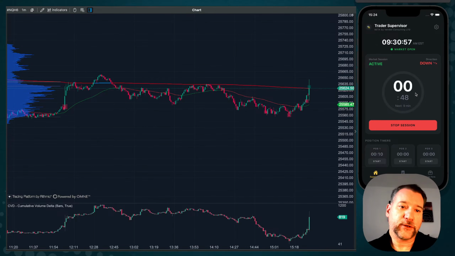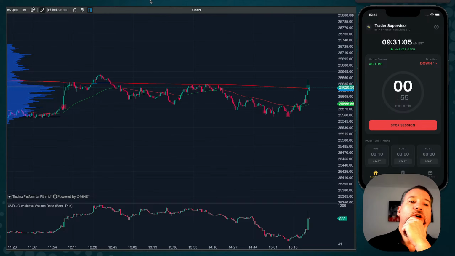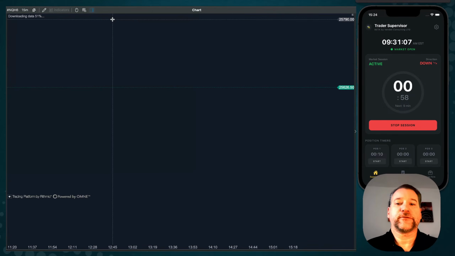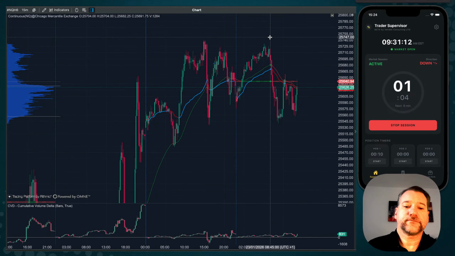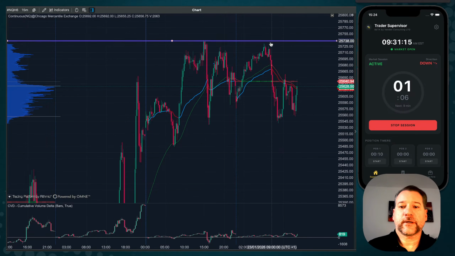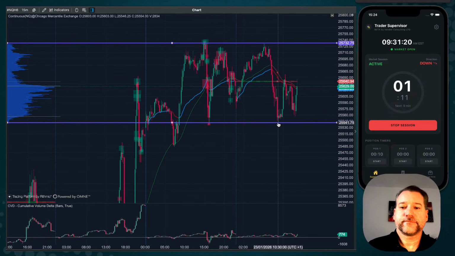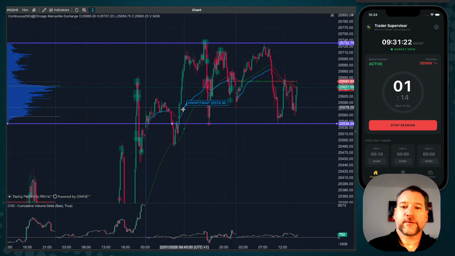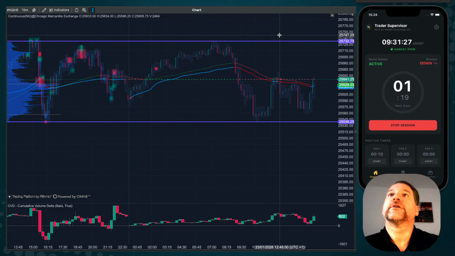Okay, so what we're doing here, we're just watching the market. In the meantime, you can go to a higher time frame, 50 minutes, and mark out the highs and the lows. If we mark one high here, another low here, you can see the range. The market was building out over the last day, last hours.